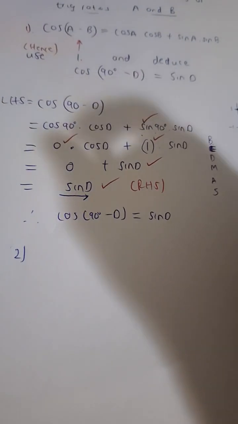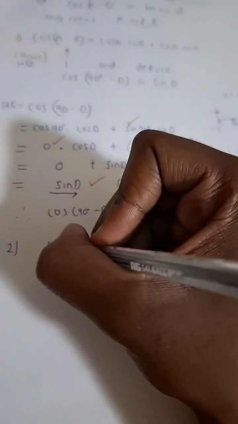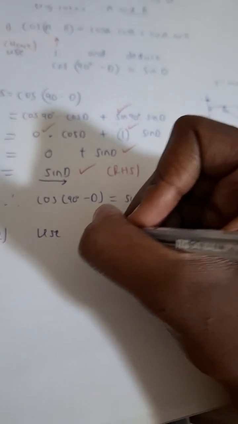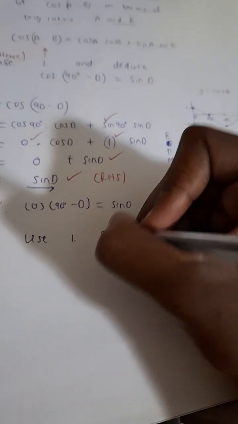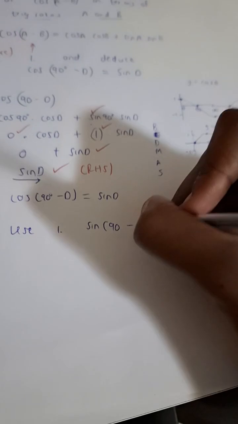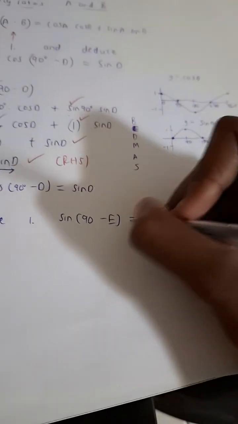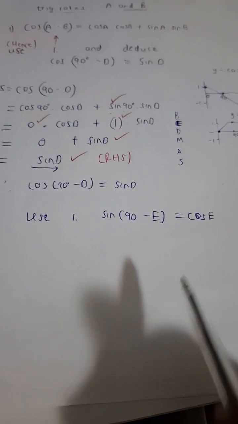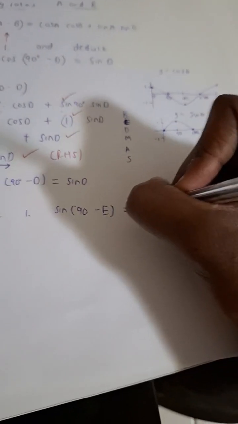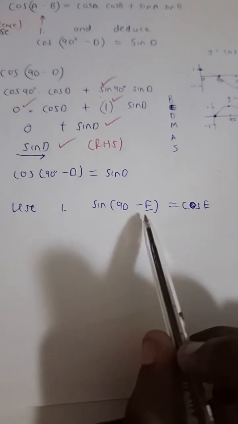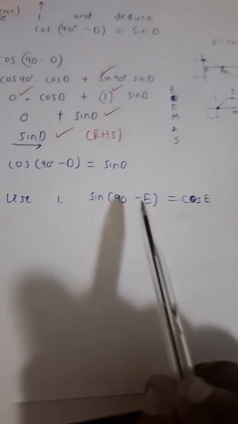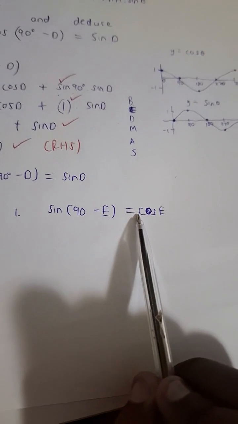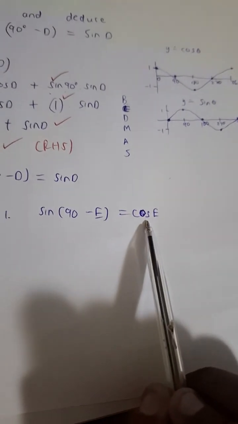Okay, the next question, which is a follow-up to this one, also says use the same expansion in number 1 to prove that sine 90 minus e is equal to cos of angle e. The same expansion, guys. I need to use the same expansion of this one to conclude that sine 90 minus e is equal to cos of e.